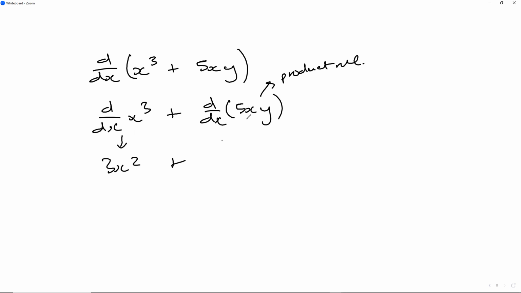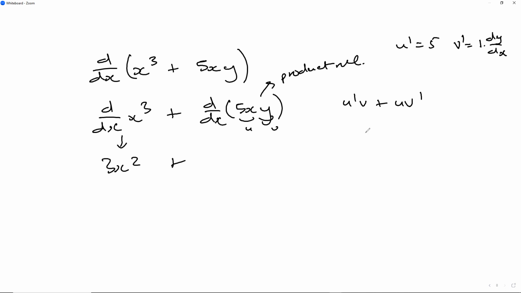And making this u, making this v, I get u dash v plus u v dash. That's going to be, the derivative of that is, let's quickly calculate, u dash is 5. The derivative of y with respect to x, remember, is 1 times dy dx. Yeah?